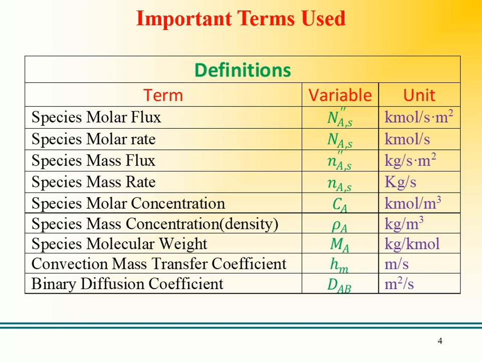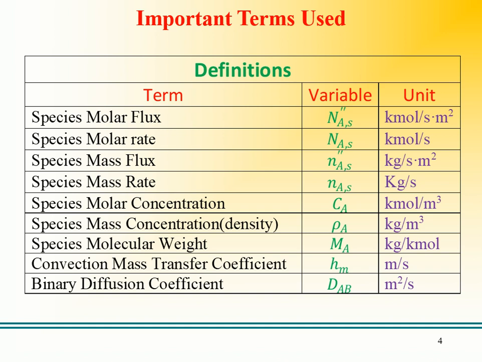First of all, the terms which will be used when we move forward in this lecture are slightly new for the students, and they are repeatedly used in this lecture. Therefore, I have enlisted all these terms. First of all, the species molar flux, denoted by N_A double dash, in kilomole per second per meter square, and the species molar rate is N_A. Rate means total kilomole per second.